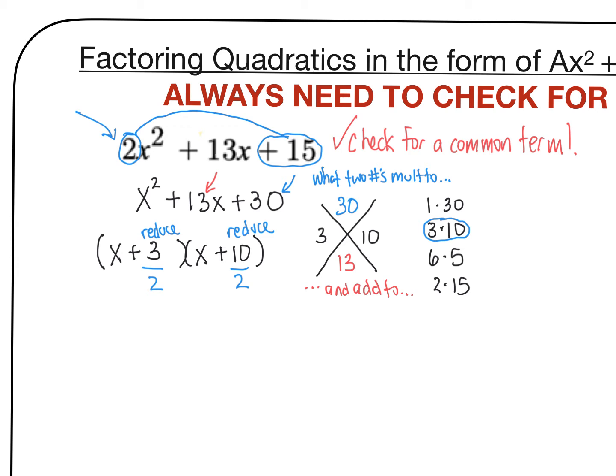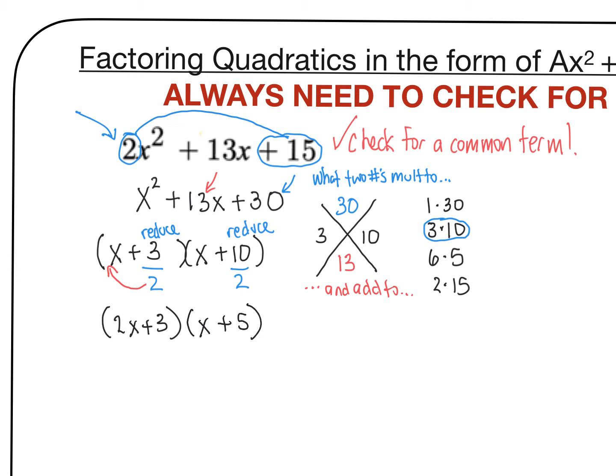If you can't reduce it, you take this number and you put it out in front of that. So we're going to bring that down and we will have 2x plus 3 as our first term. Then I look over here and I say 10 divided by 2. Can I reduce that? Yes, it would go just to 5. So that would be an x plus 5.